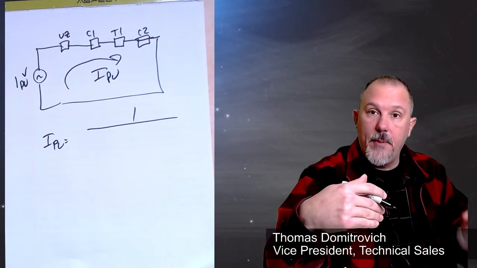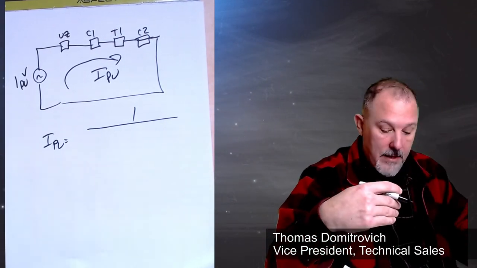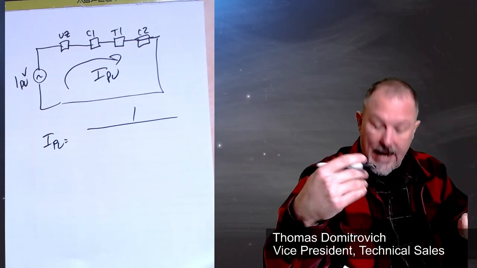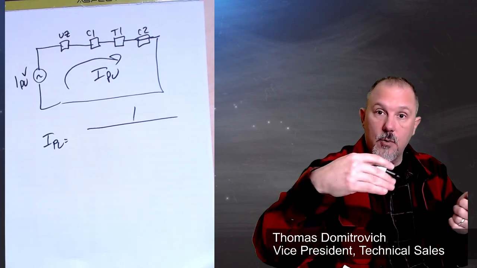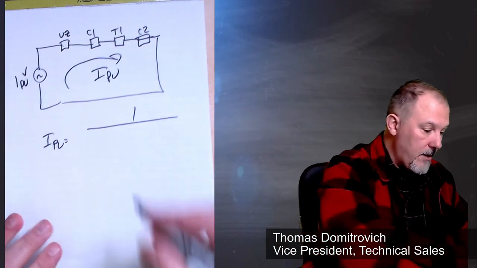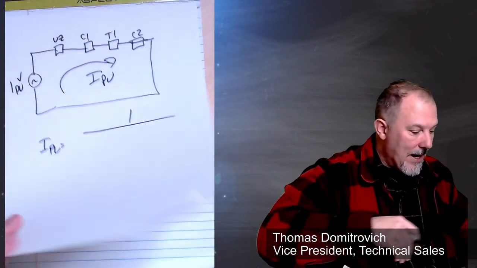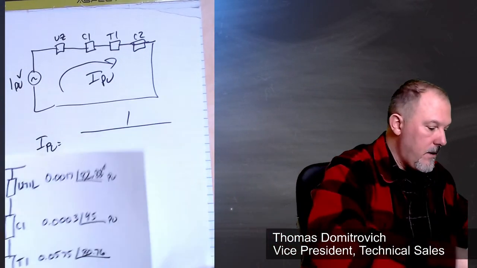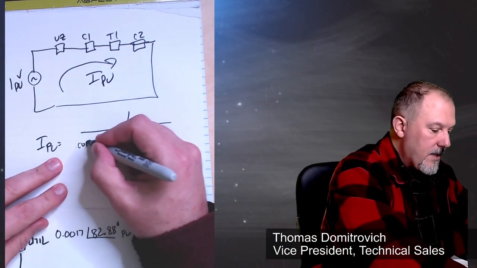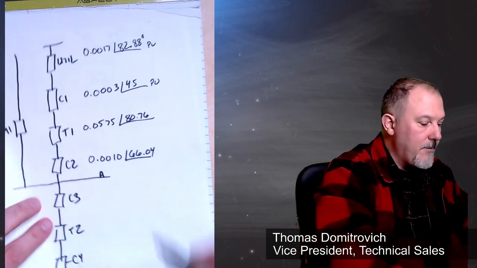I'm at actual over base. My actual at this location in the power system is 480 volts. My base is 480 volts. 480 over 480 is 1, so 1 per unit. So what I have to do is add these impedances. I'm just going to add these.